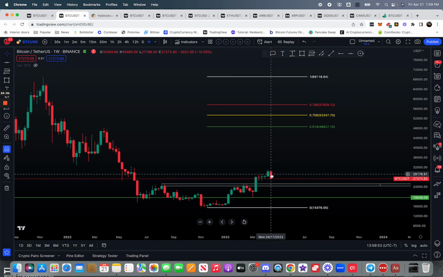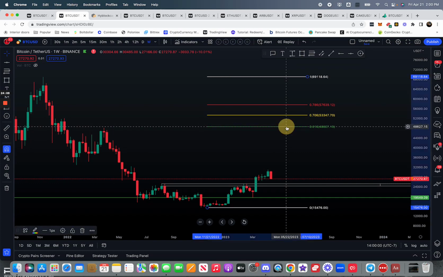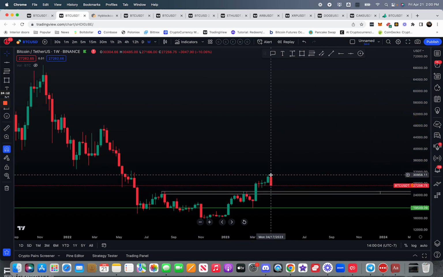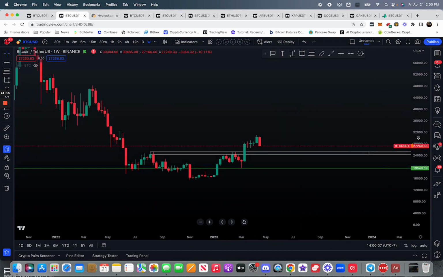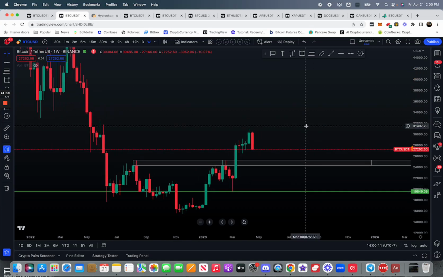So again, no reason to get all worried that the run is over. We're still in a trending market, and the trend is still up. This is just normal, healthy retracement that I'm looking for. Okay, so let's look at just a couple of local levels.